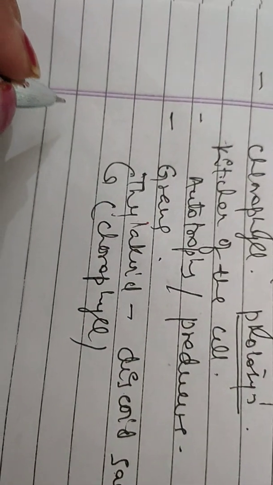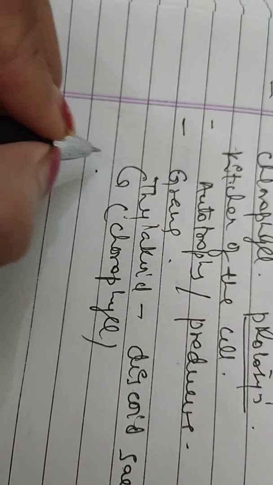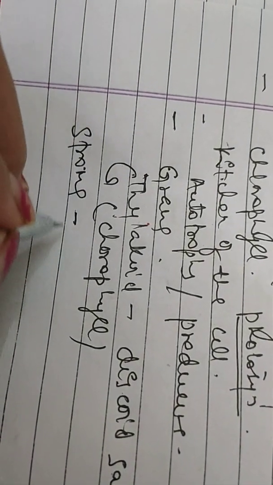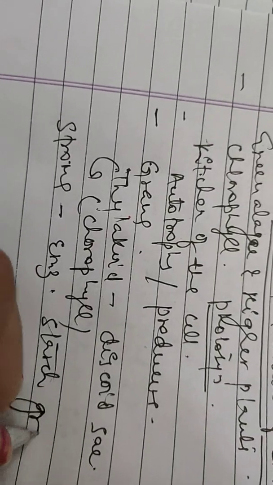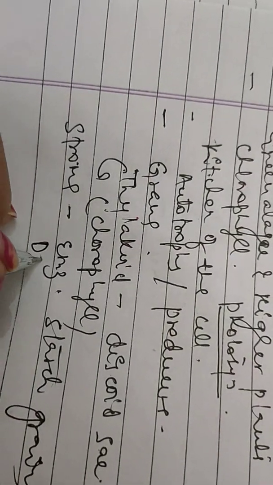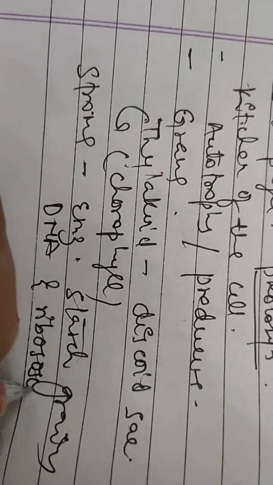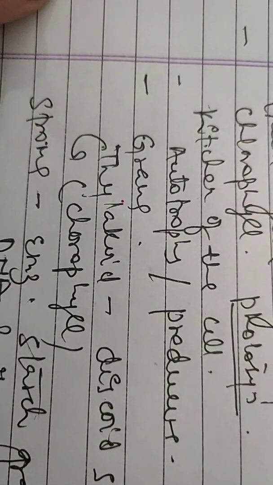Stroma is the homogeneous matrix in which grana are embedded, and stroma contains a variety of photosynthetic enzymes, starch grains, DNA and ribosomes. So what is the function of this chloroplast?